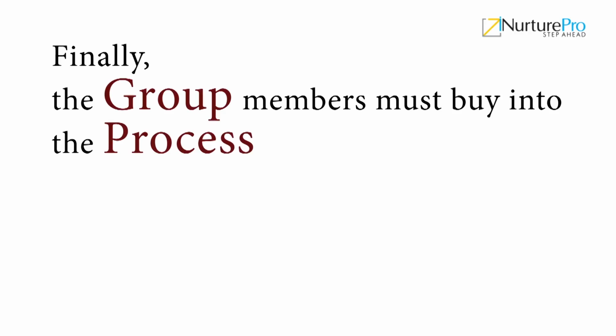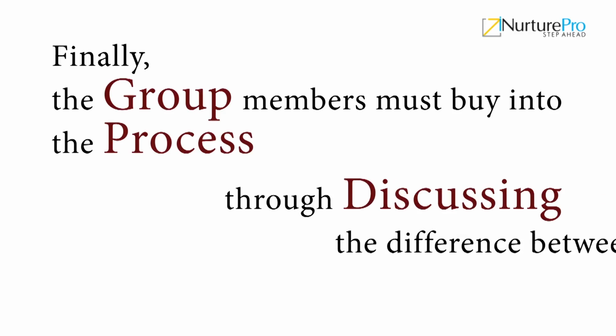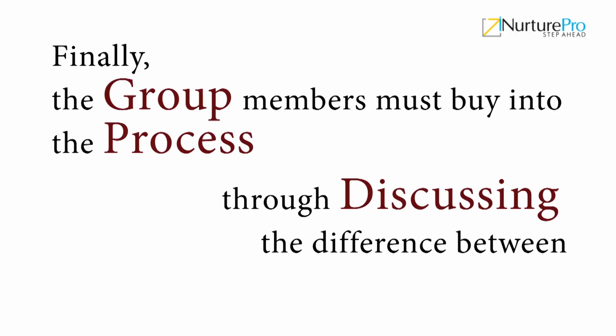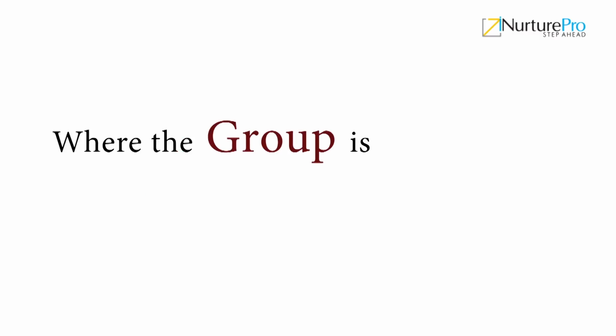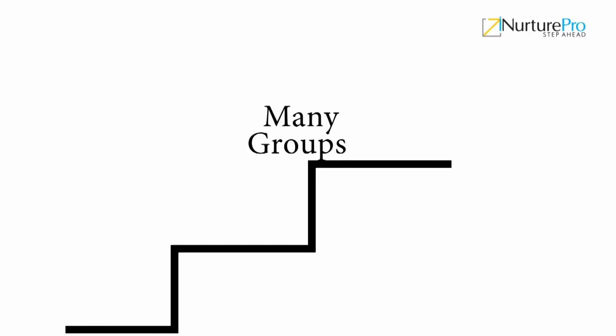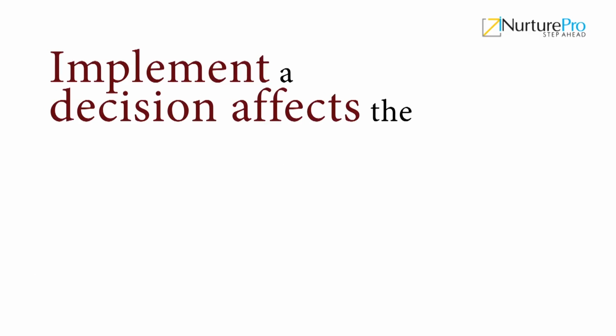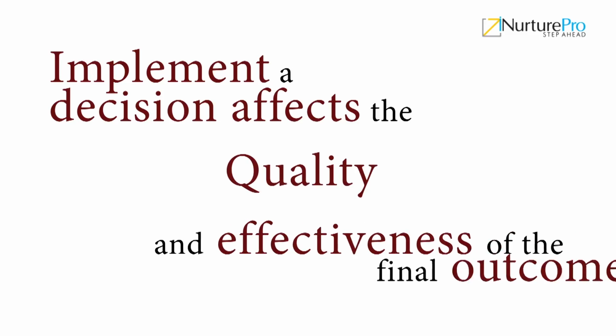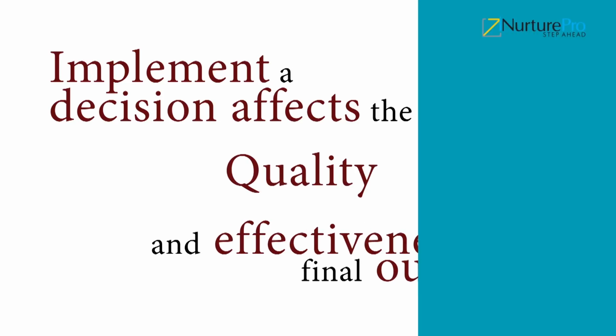Finally, the group members must buy into the process through discussing the difference between where the group is and where it wants to be. Many groups move through the first two stages rapidly, and the rush to implement a decision affects the quality and effectiveness of the final outcomes.